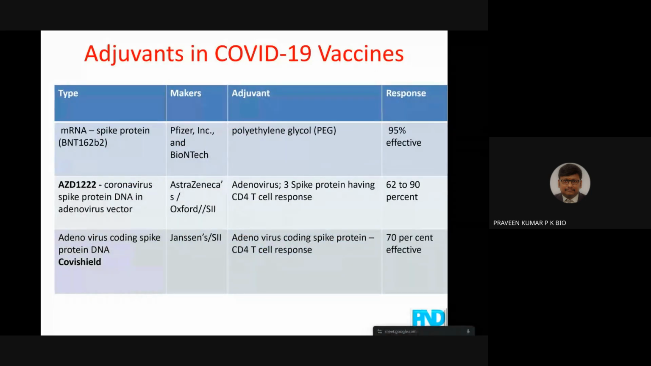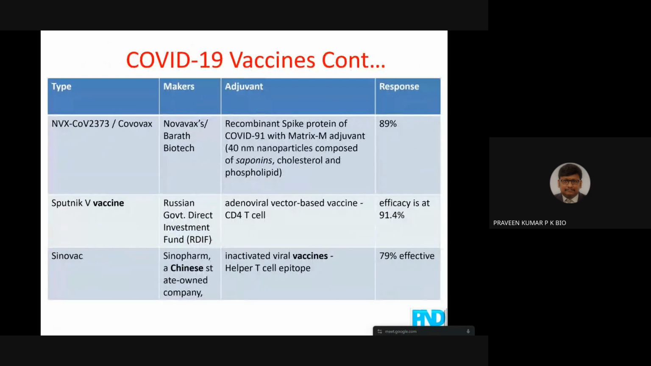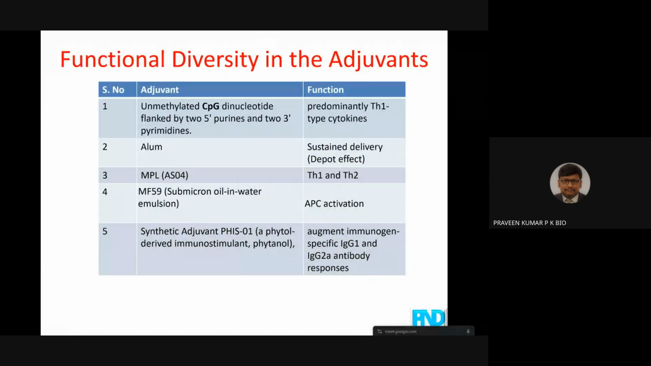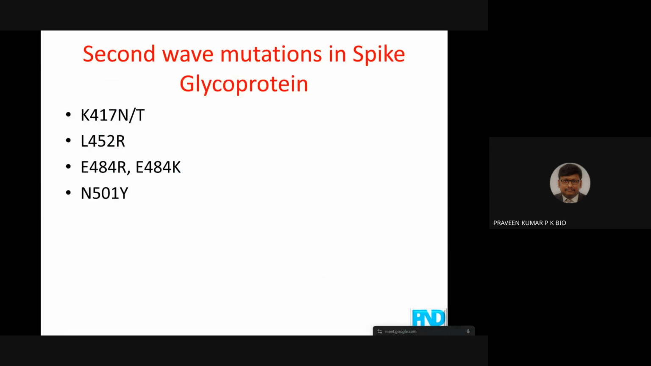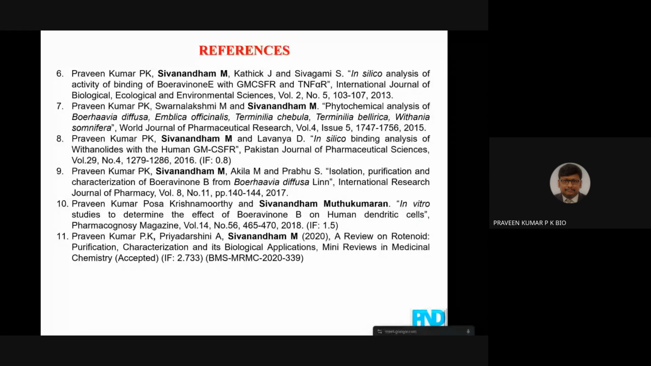So adjuvants in COVID-19 vaccines, we have plenty of adjuvants. For a spike protein, polyethylene glycol is used, and even adenovirus can be used. And if you see Sputnik, the adenoviral vector is used as an adjuvant. So many examples are provided here for the vaccines. Okay, so instead of simply restricting to designing peptide-based vaccines, one can also design the adjuvants for the vaccines.